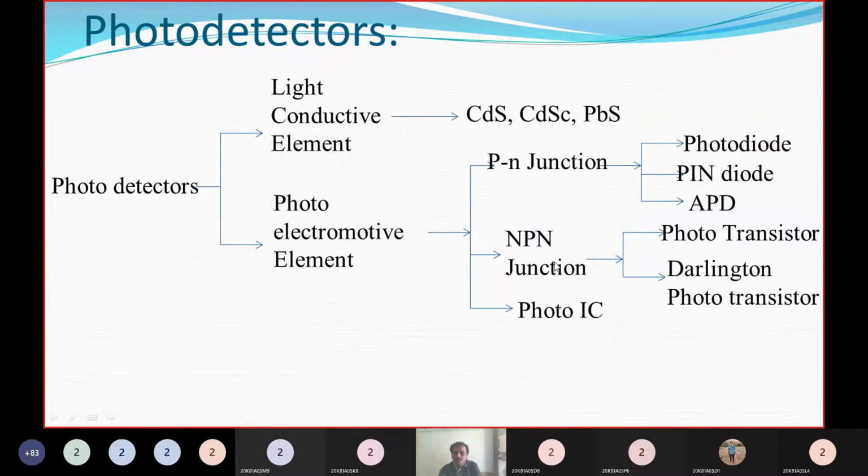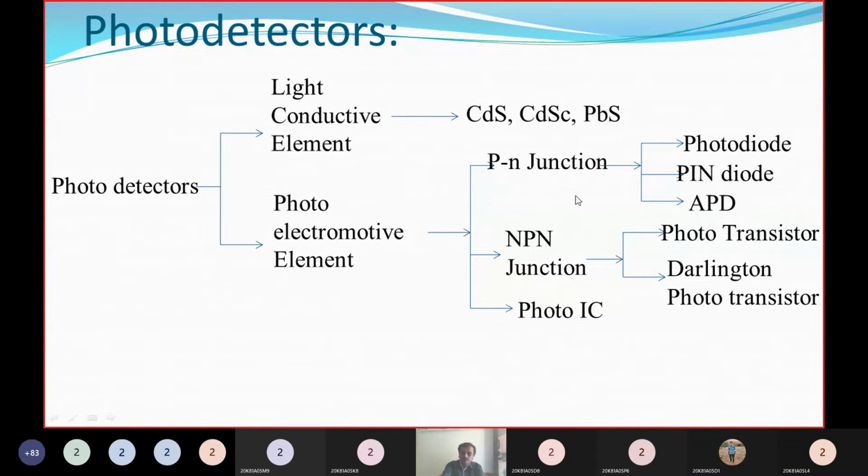If you observe the NPN junction, there are also phototransistors and Darlington phototransistors, which we are not discussing. Only the devices based on the PN junction diode are discussed in this topic: the photodiode, PIN diode, and APD, avalanche photodiode. Mainly we are focusing on these three here.